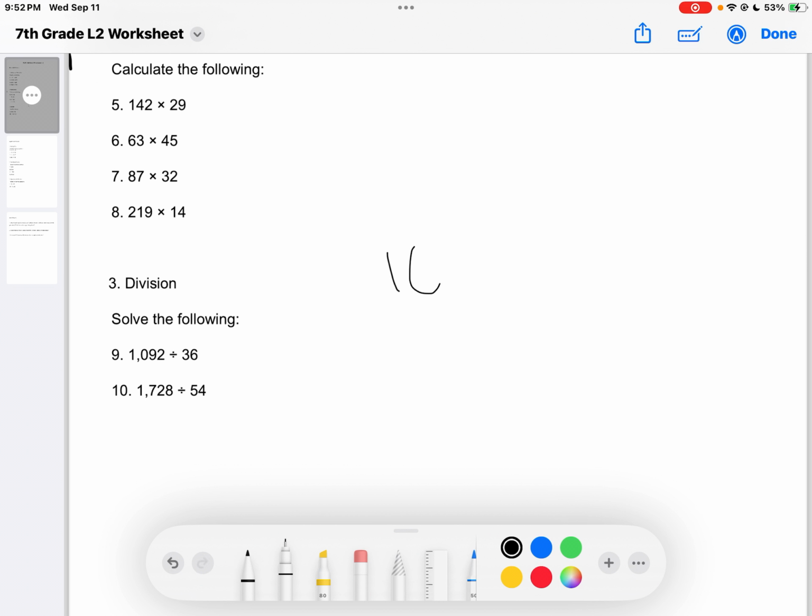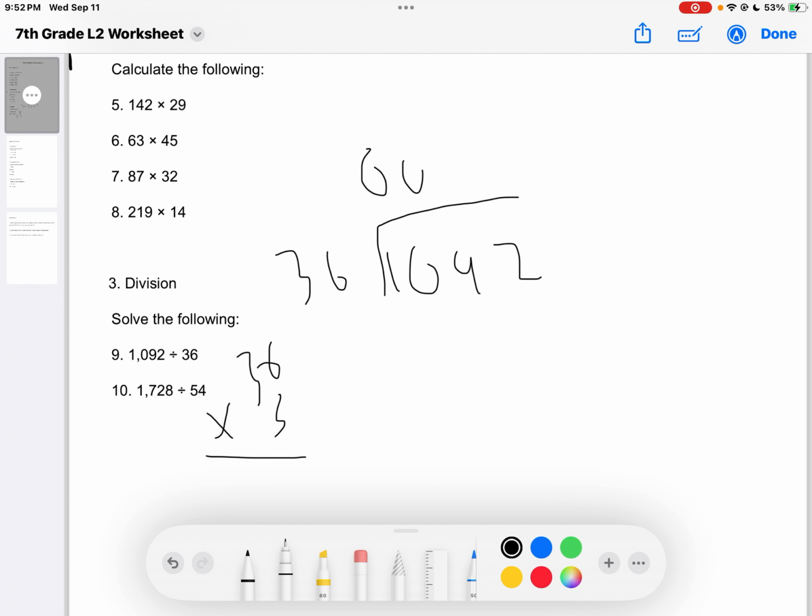So we have 1,092 divided by 36. So 36 can't go into 1, so you add a 0. 36 can't go into 10 either, add a 0. However, 36 could go into 109 3 times. 6 times 3 should be 18. Transfer the 1, 108. So add a 3 on top, subtract 108. You'll get 1. Transfer the 0 down, the 2 down to get 12.